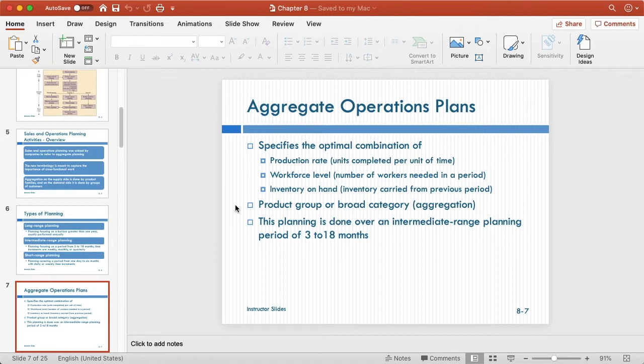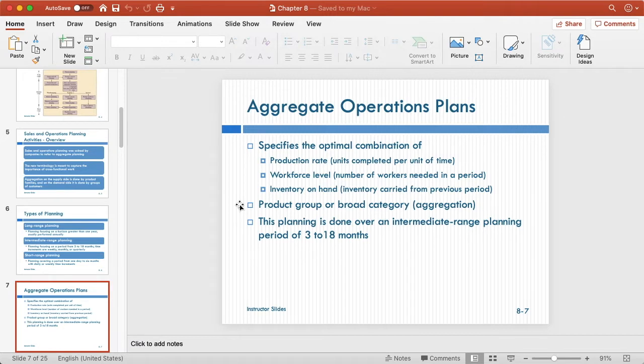These are the three key things, but when we jump into the example, you will see we still have some other terms. Production rate is units completed per unit of time. The workforce level is how many people we need in this period. The inventory on hand is how much inventory we need to carry during this process. It's a little bit arbitrary right now, but let's first get some sense about it.